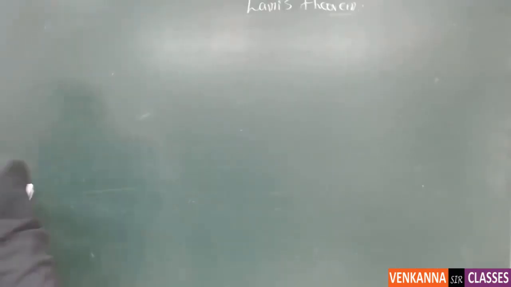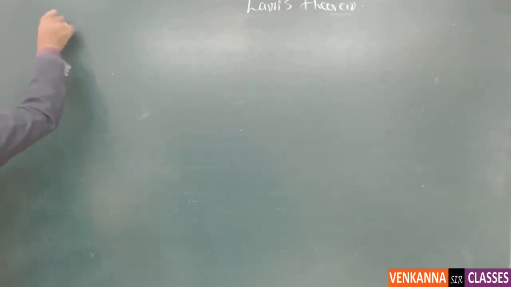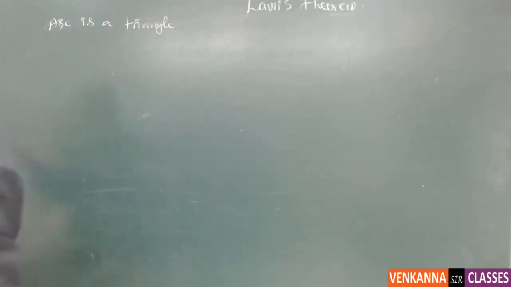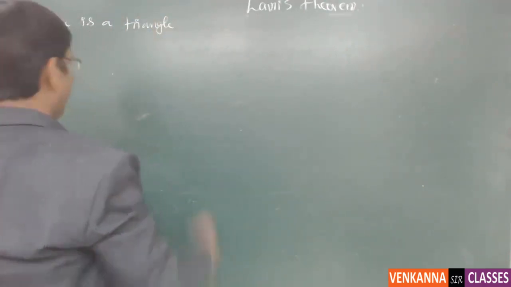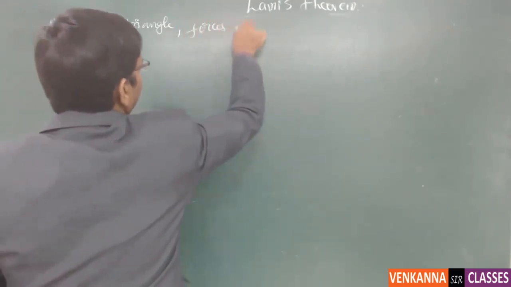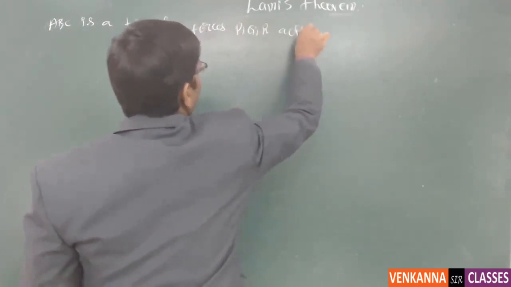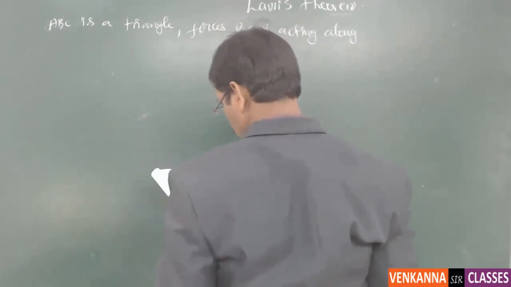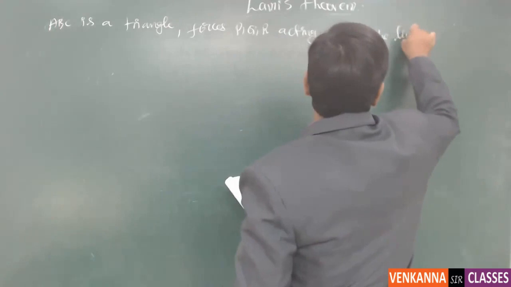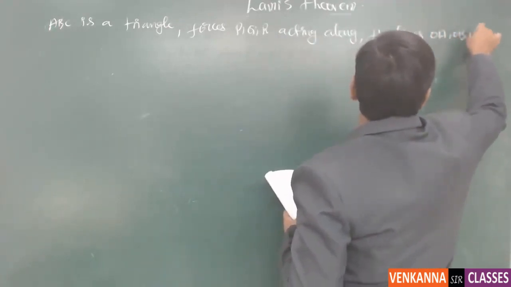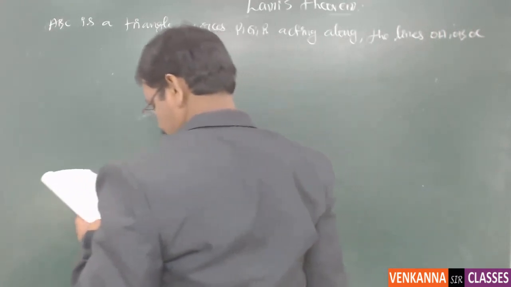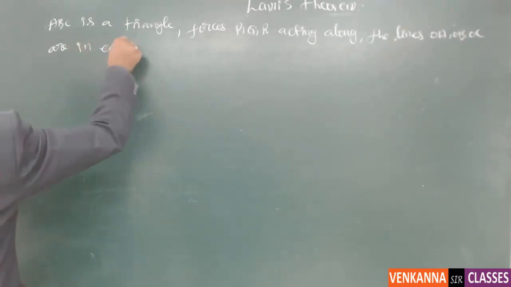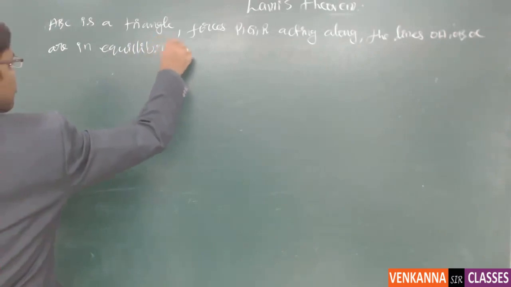So one more. ABC is a triangle. Forces P, Q, R are acting along the lines OA, OB, OC, and are in equilibrium.